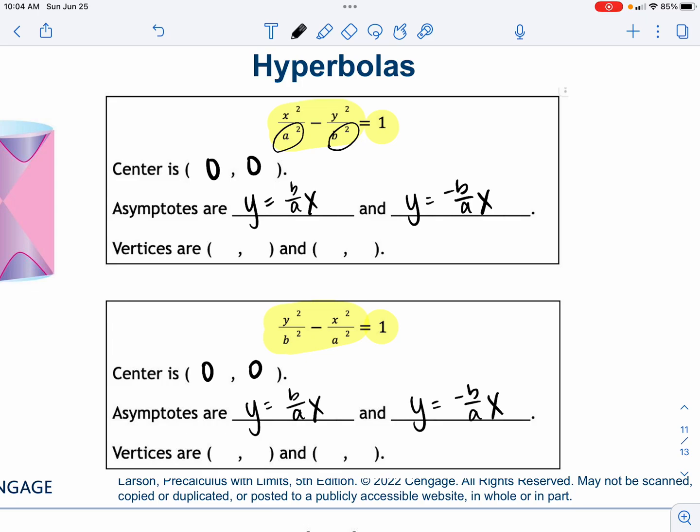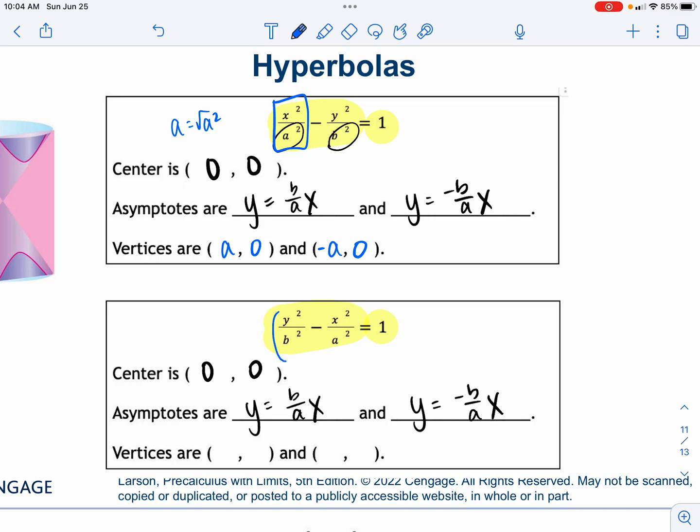The difference here, the vertices are going to be determined by the first term. If the first term is x squared, you are going to take your a value, which would be the square root of a squared, and that's going to determine your vertex. So since x and a are in one fraction here, the a is going to be the x coordinate of the vertex, so it's going to be a, 0 and negative a, 0 for your vertices.